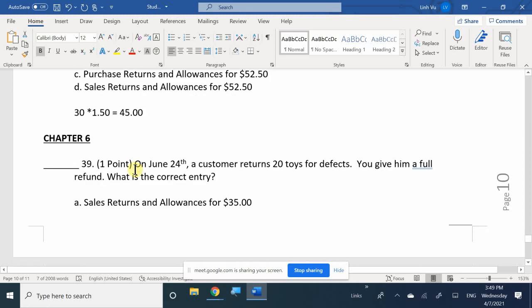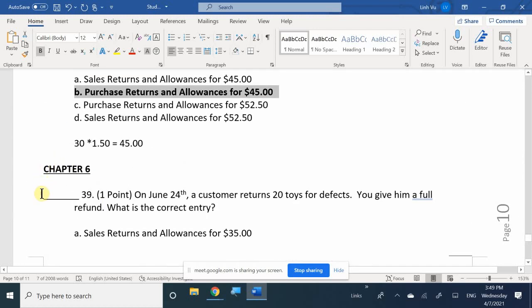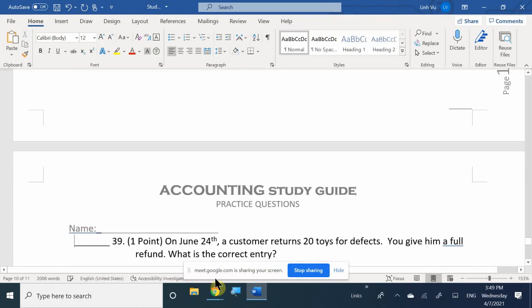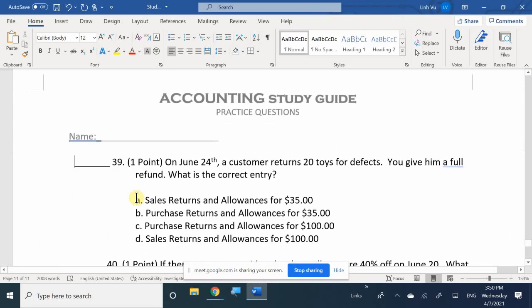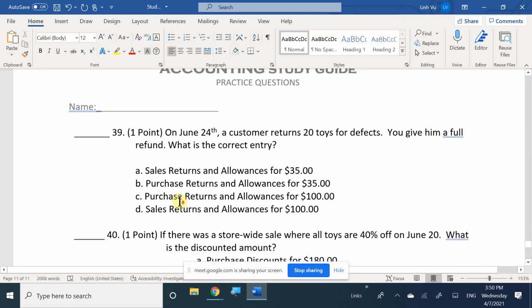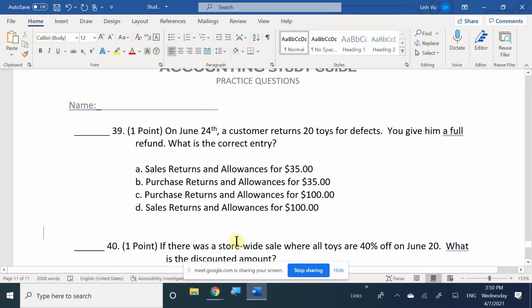Now, because we're doing returns as well, I included a question from chapter 6. On June 24th, a customer returns 20 toys for defects, and you give him a full refund. What is the correct entry? D. Okay, so how did we figure that out?